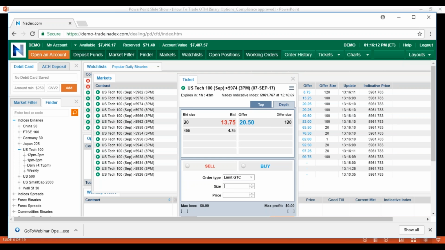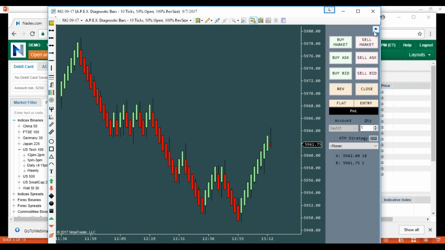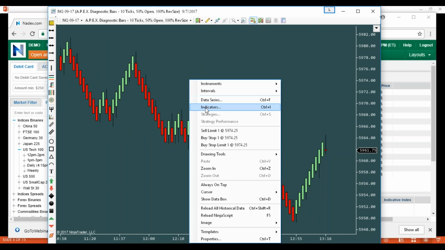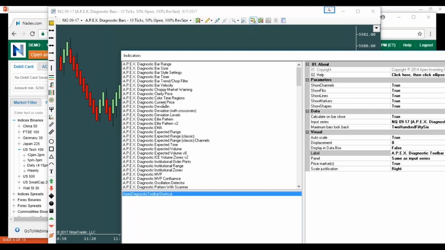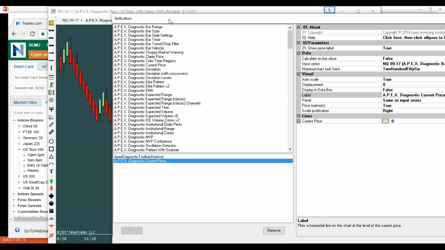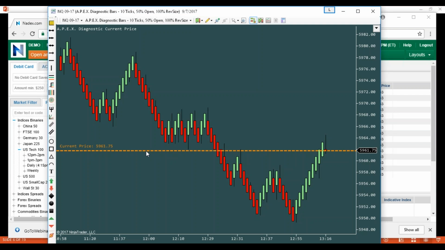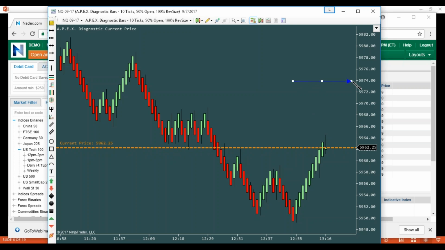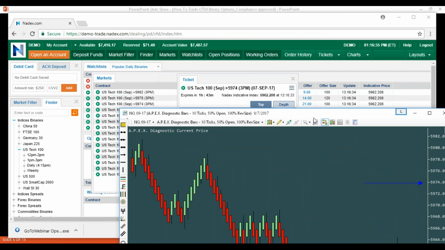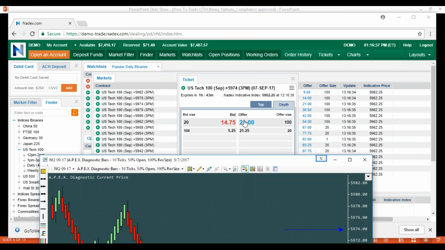59.74, okay? Let's look at a chart. And let me add one thing on here. Let's do current price. All right, so the market's right here. I could buy that strike way up here at 59.74, right? What can I buy that at right now? About $21. This is just as an example's sake.